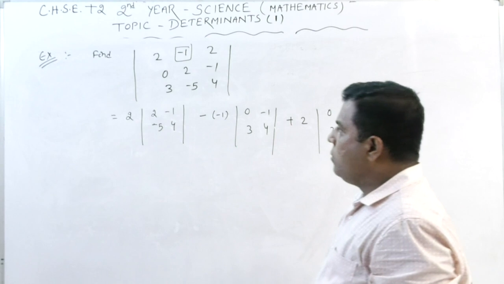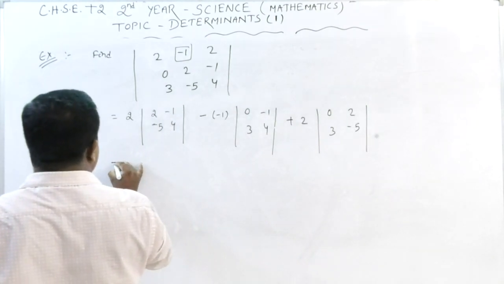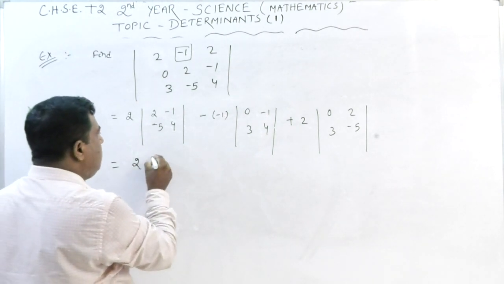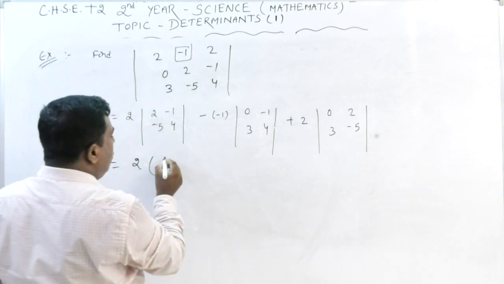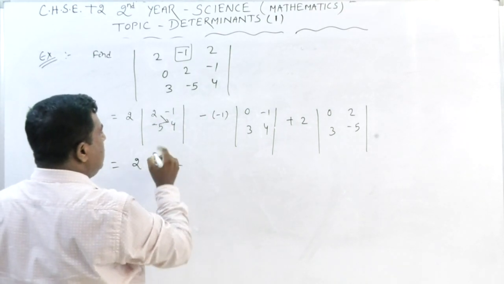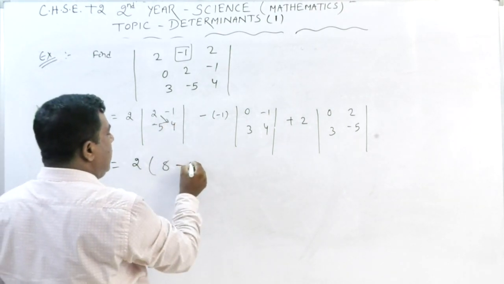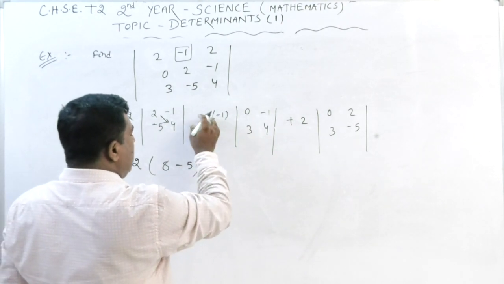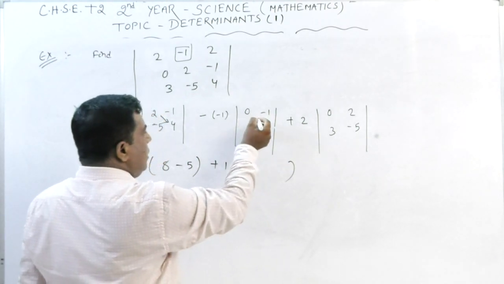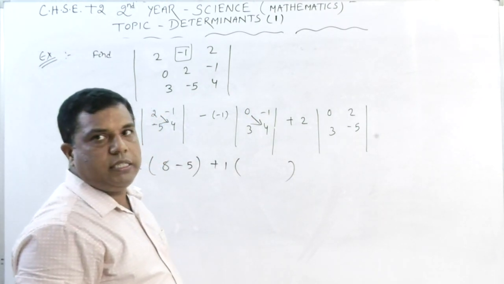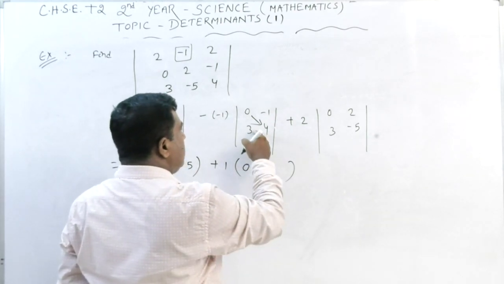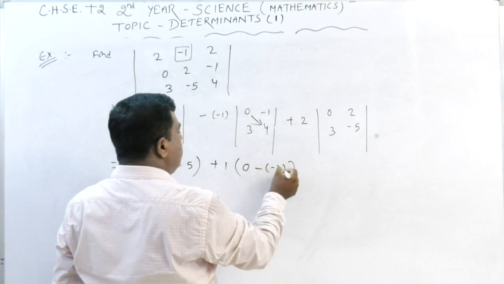Okay. Now how to evaluate it? We know the evaluation of a second order determinant. So it is 2 times of 2 into 4, 8. It is evaluated like this, minus 5 into minus 1, again 5. Minus multiplied with minus is plus 1. And how is it evaluated? The leading diagonal elements are initially multiplied. 0 into 4, so it is 0. Minus 3 into minus 1, minus 3.